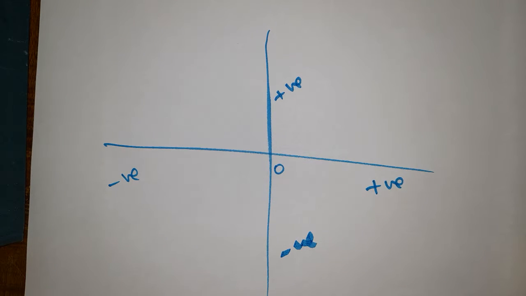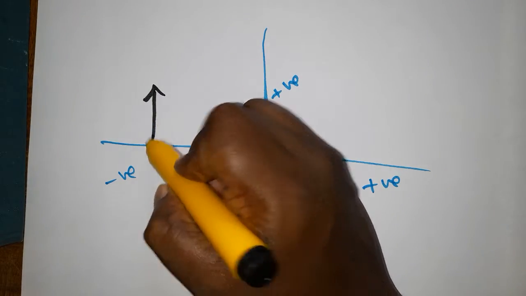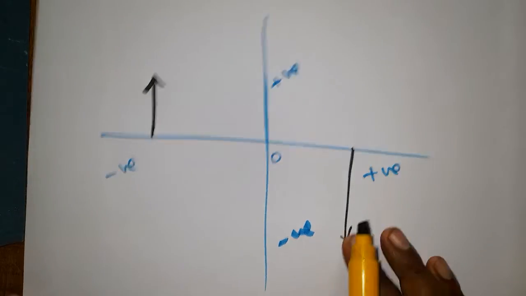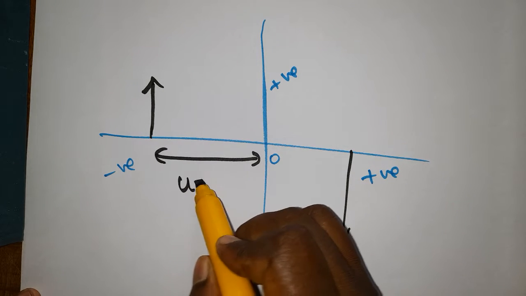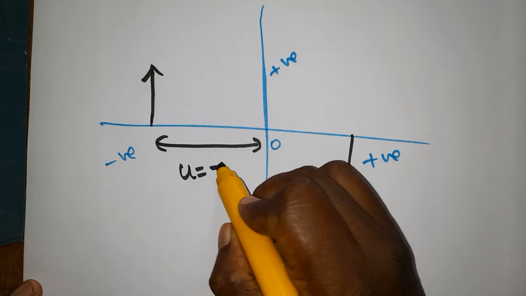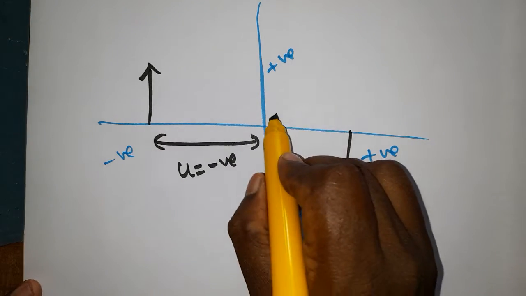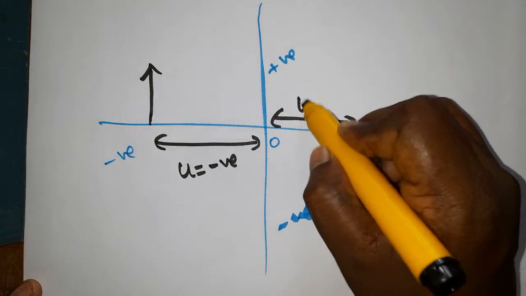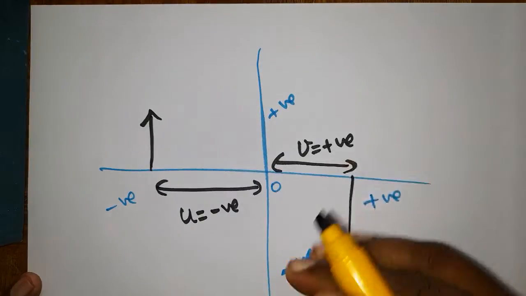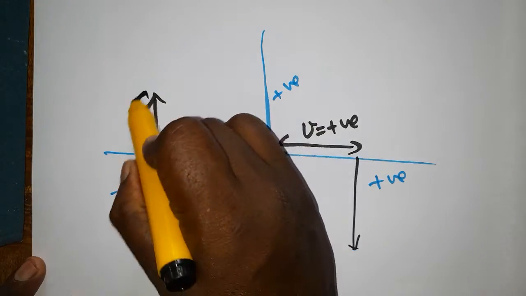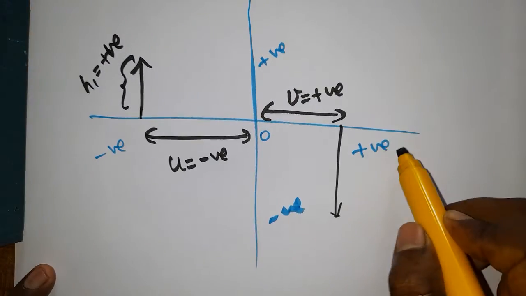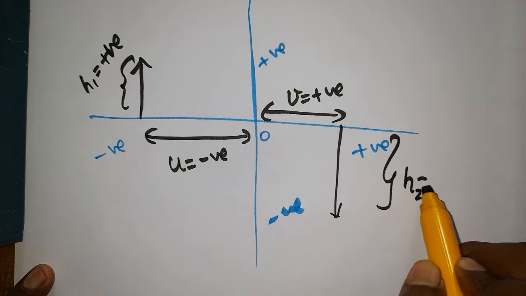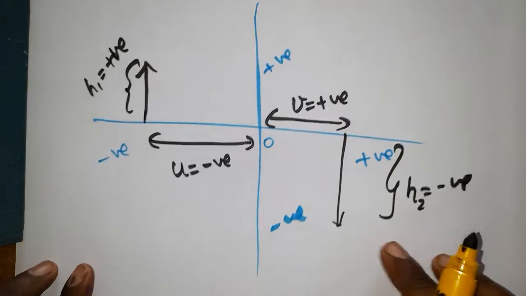It's very simple. In case I keep the object here and my image is formed here, the object distance is negative. Object distance we always call u. u is going to be negative here. Image distance v is going to be positive here, because it is on the right side. Object height h1 is positive, image height h2 is negative.